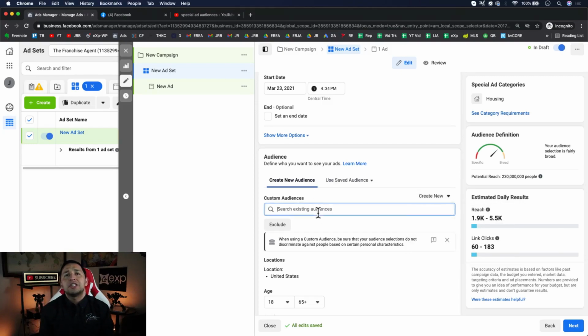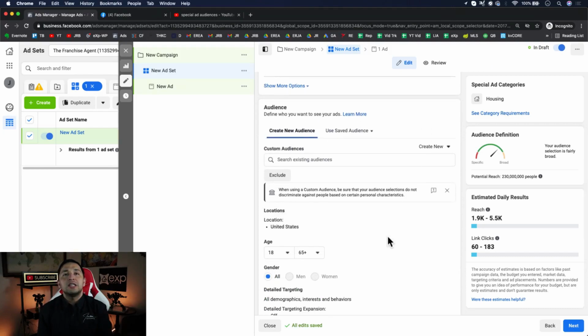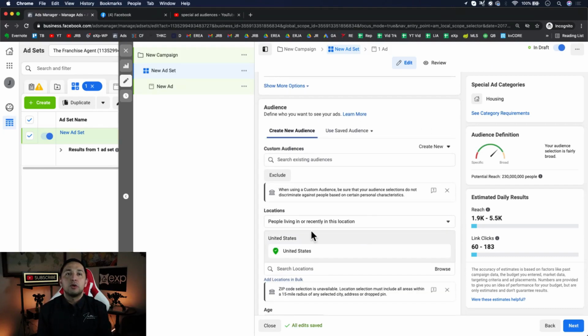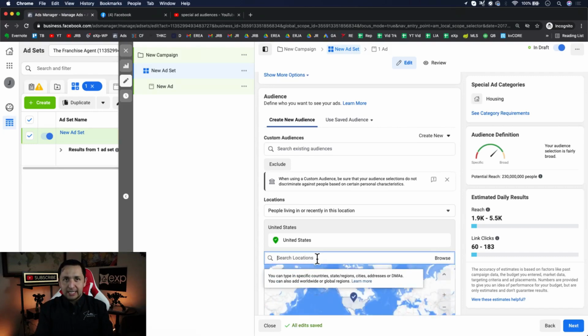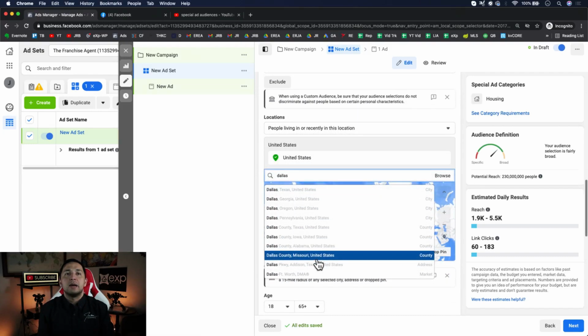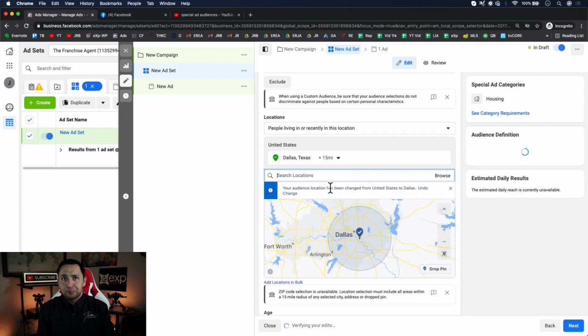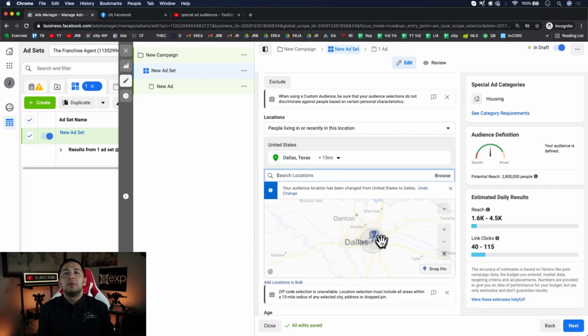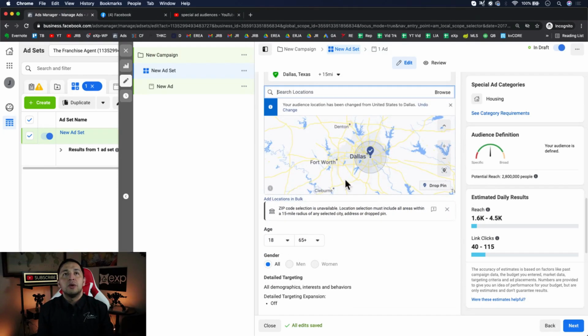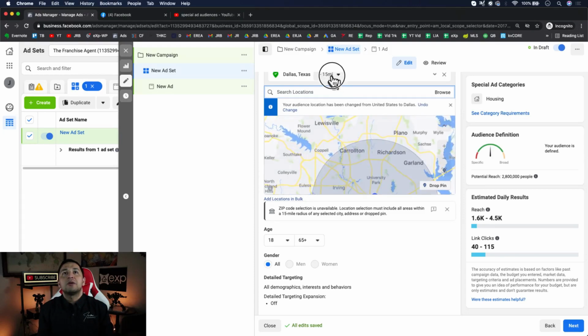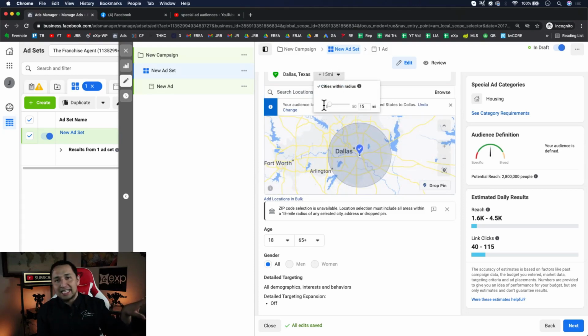Now, something else that I want to share with you, because you are running an ad within the special ad category, again, credit, employment, housing, or elections. If you're running ads that have to do with those four categories, then here are some distinctions that you need to be aware of. Whenever you select a location, as an example, you are limited to a minimum of a 15-mile radius. You can't go any less than that.